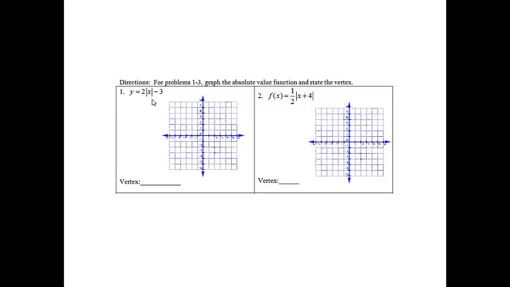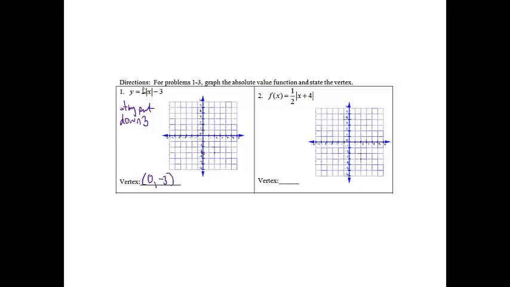We're going to start inside of the absolute values, and since there's nothing there, we are going to stay put. And then we'll move to the outside. Minus 3 is going to make me move down 3. So I'm going to stay put, and then I'm going to move down 3. And if I want to label my vertex right there, that's going to be 0, negative 3.